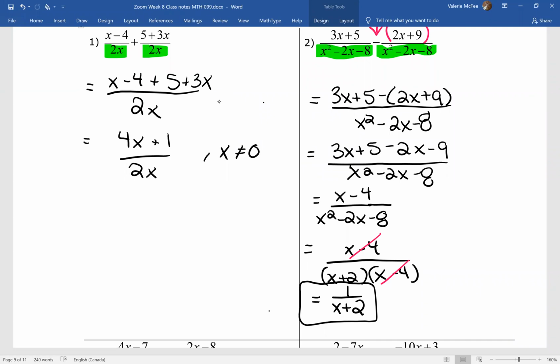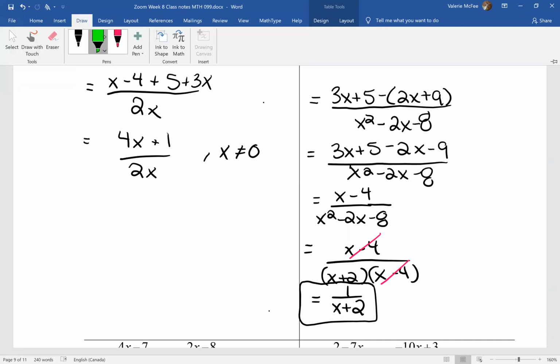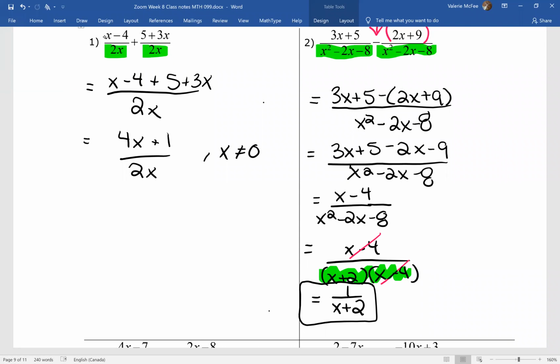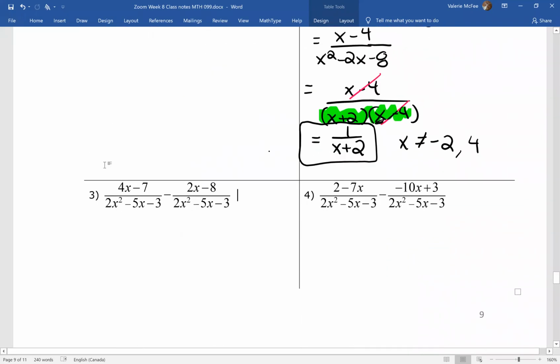But what about restrictions? Well, we need to look at our denominator in factored form. We see that x cannot equal negative 2 because negative 2 plus 2 would be 0. We see that x cannot equal 4 because 4 minus 4 would give us 0. The next two both have common denominators. Why don't you see if you can do those?